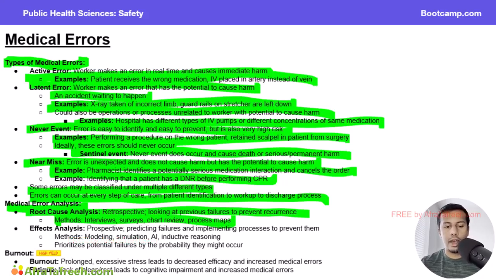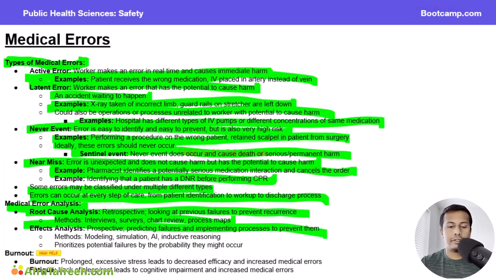On the other side of that, we also want to do effects analysis. This is prospective. This is looking forward. Root cause analysis was retrospective. We were looking backwards at previous failures. Effects analysis is prospective. We are looking forward to predict the potential of future failures and to implement processes to prevent them. And you can see that these things go hand in hand. If you have a huge medical error, you want to do root cause analysis. You want to look back at that to figure out what caused that error. But then from that point, you want to do effects analysis and you want to look forward to see how we can prevent this moving forward. So this is all a part of medical error analysis.